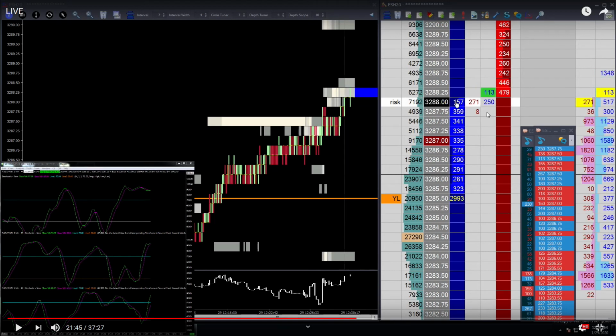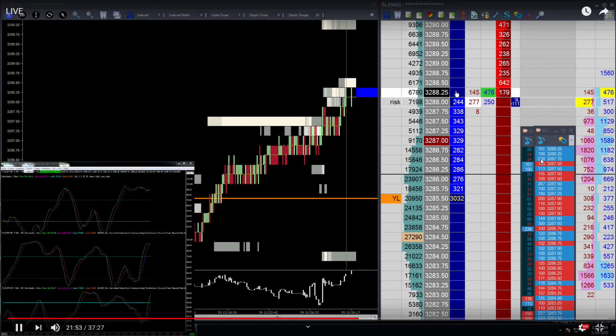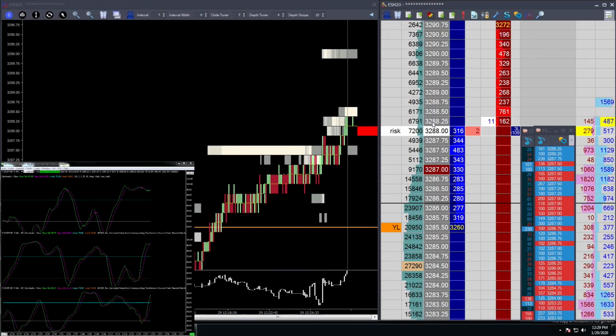There you go. Time to get out. It's on my risk. More aggressive buying coming in. That is us getting out of our distribution zone.